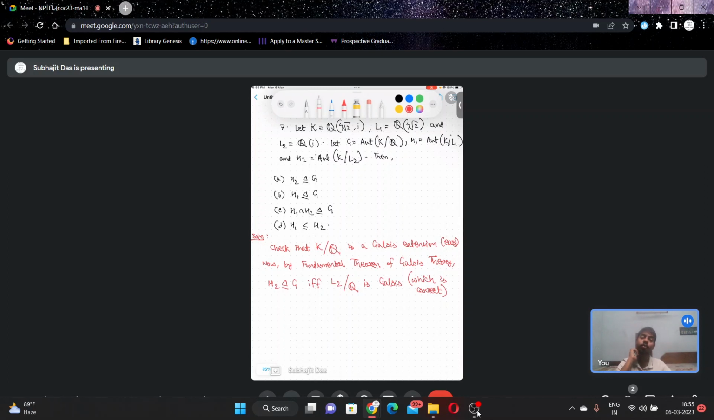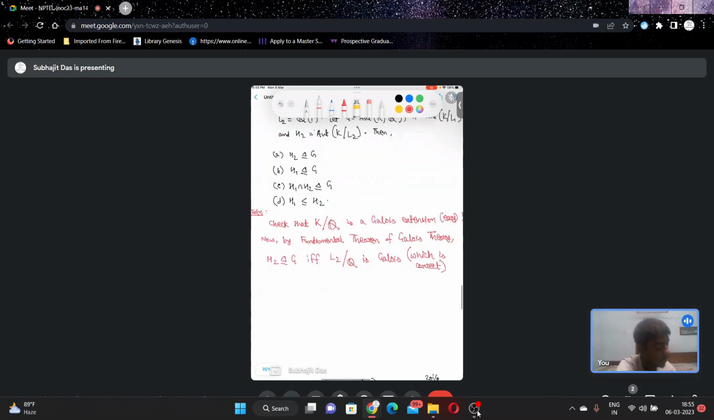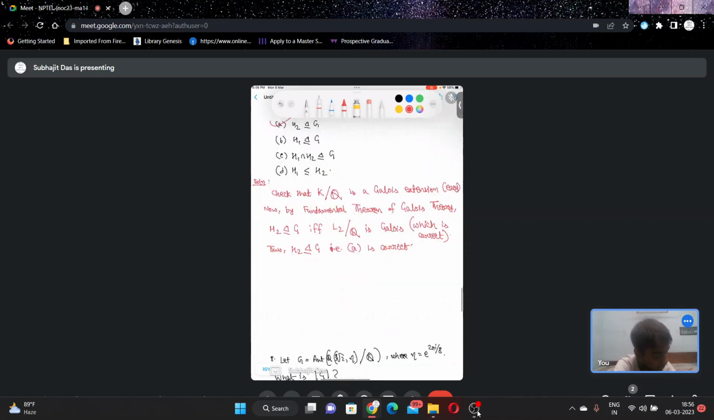Why? Because L2 is Q adjoined with i, right? And therefore it is a splitting field of the separable polynomial x squared plus 1 over Q, and hence L2 over Q is Galois. Thus H2 is indeed a normal subgroup of G, that is, A is correct. What about statement B? B is incorrect. So I claim that statement B is incorrect.